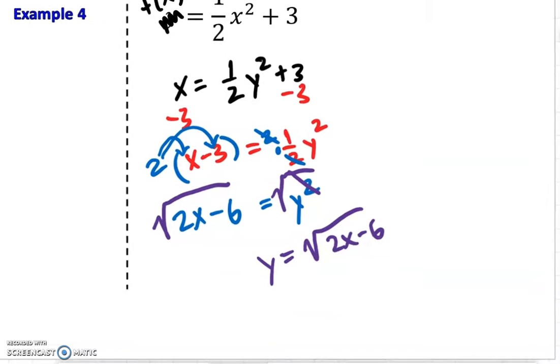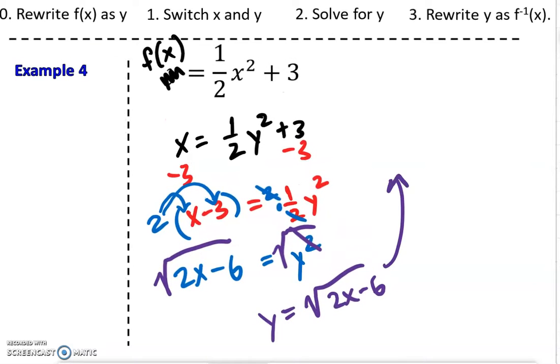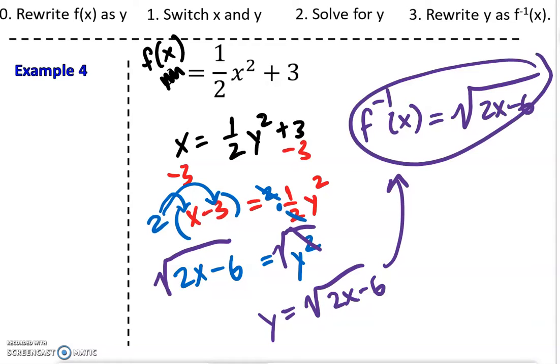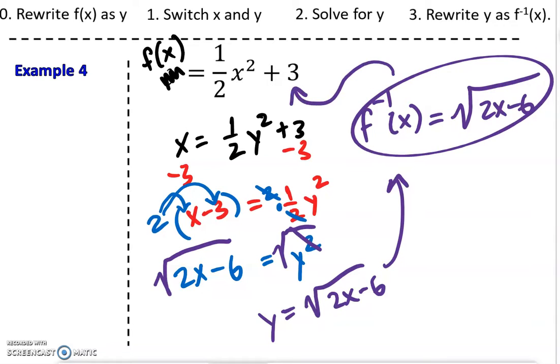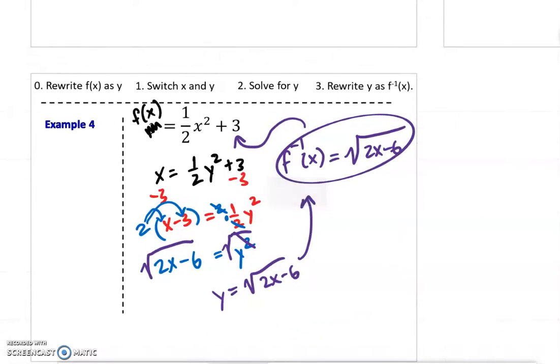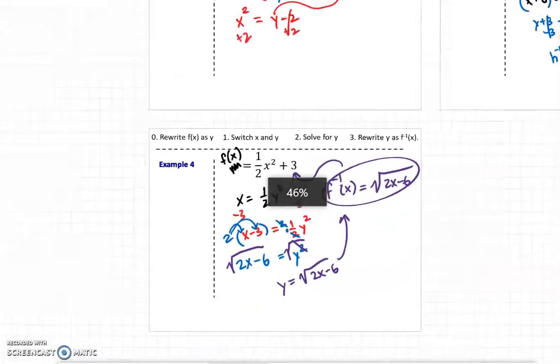And that's our inverse. So we want to give it proper notation. So we want to say the inverse of f of x is equal to the square root of 2x minus 6. This would be considered the inverse of this original function, f of x. And that is solving for inverses algebraically.